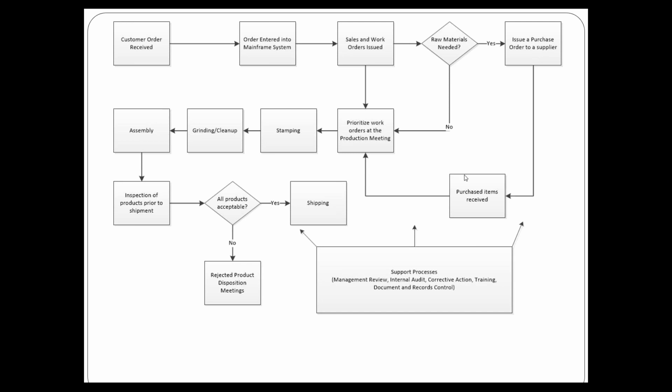So again, with this example, we've added support processes to the interaction of processes to give a broader view of all of the relevant processes and how they interrelate. Excluding the support processes or management processes is a common error or reason for rejection or nonconformity against the interaction of process requirement in the standard.